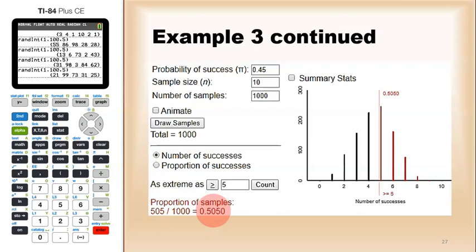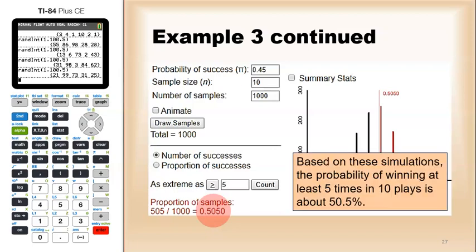So based on this simulation, I would have had 50.5%. Notice that's a little bit different than the one I just did a moment ago. And that's because with different samples, we're going to get slightly different answers. Both of them are around 50%, but there's some variation that's possible. So based on these simulations here, the probability of winning at least 5 times in 10 plays is 50.5%.